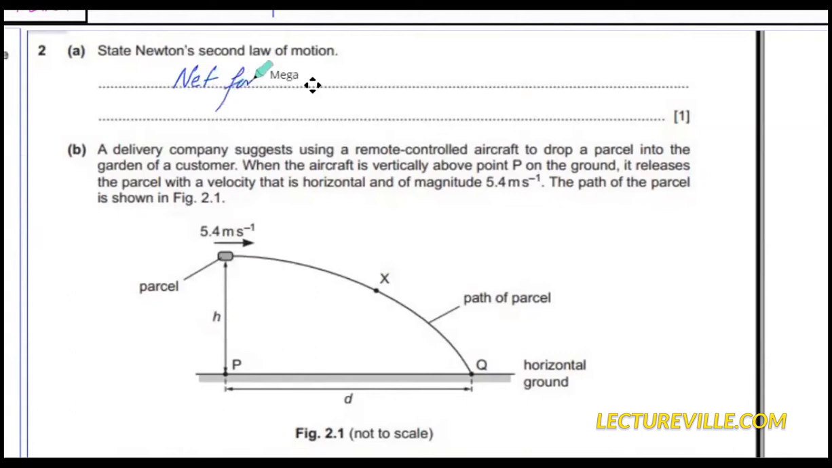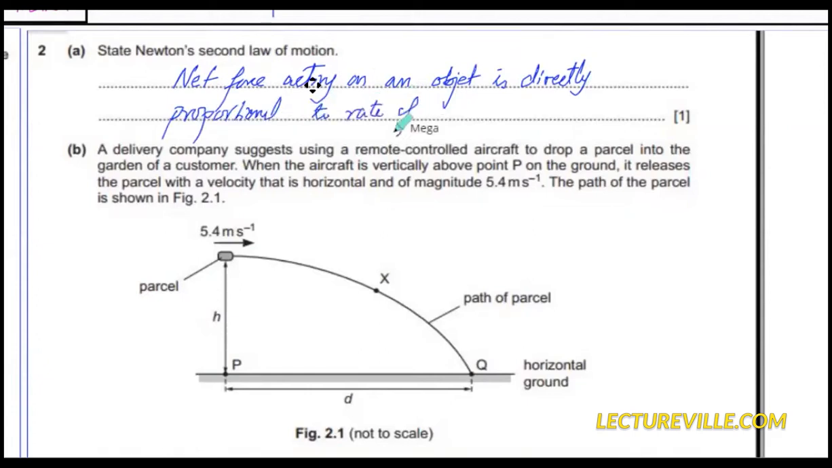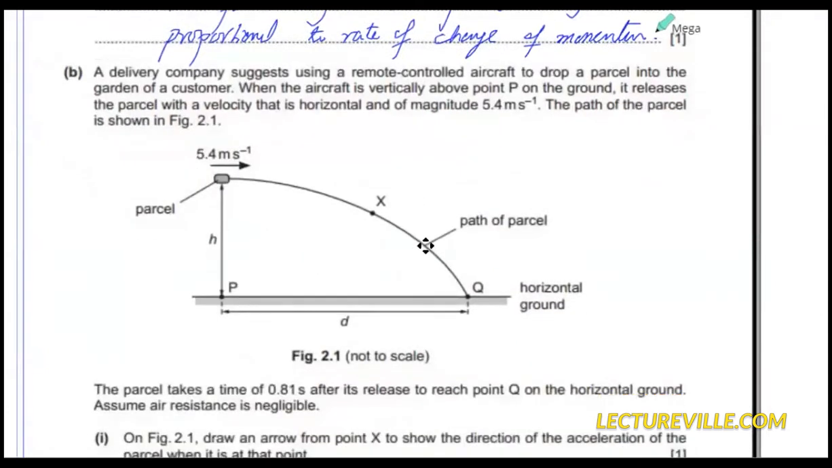Net force acting on an object is directly proportional to rate of change of momentum. Or for an object which is free to move, net force is directly proportional to rate of change of momentum.